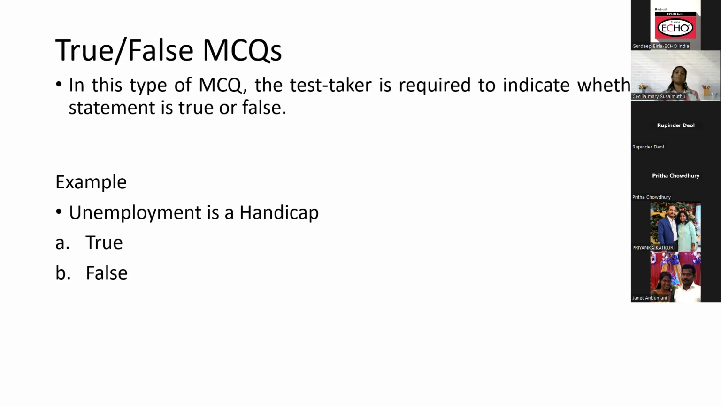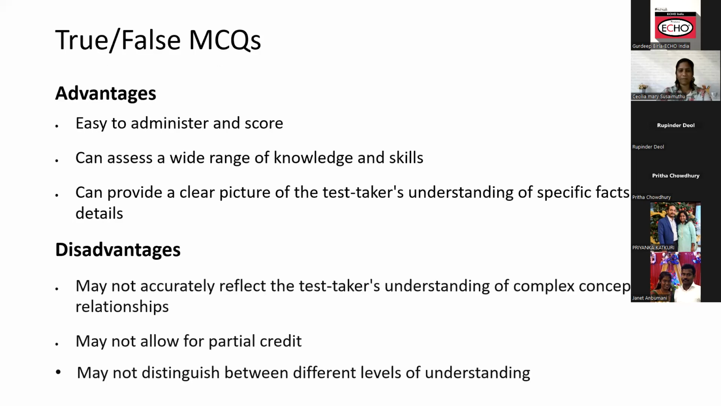For example, unemployment is a handicap, whether it is true or not. Okay, we have different types. What is impairment, disability, handicap? As per that, unemployment is a handicap, so you have to mark true. So this is how you are defining whether the statement is true or false.